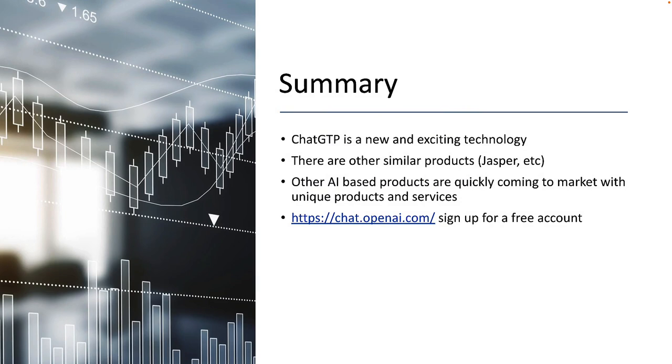In summary, ChatGPT is a new and exciting technology. There are other similar products out on the market. I've used Jasper before and a couple of others. But other AI products are quickly coming to the market with unique products and services, so I'd look for a lot more of these types of services to come out. If you want to follow up, I've put the URL for ChatGPT where you can sign up for a free account. But I will warn you, there is a ton of use out there, and the free account doesn't have a guaranteed service level, so a lot of times it's overwhelmed by usage right now.